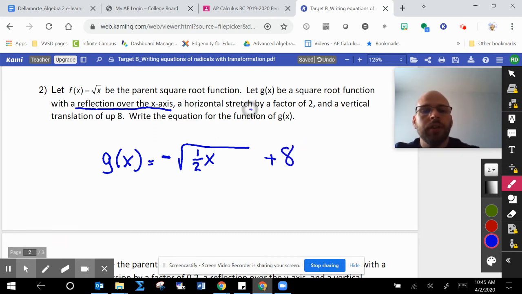You have to watch out for these horizontal dilations. Remember, we always do the reciprocal of a horizontal stretch or horizontal compression. That's the only thing we do a reciprocal for. Everything else is just the inverse of addition or subtraction. All right, 2 more.